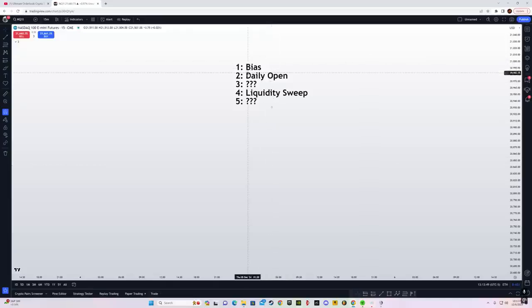So the number 1 step is bias. I'm going to teach you exactly how to find the correct bias so you don't get faked out. And the second step is basically using the daily candle open. The third one is a secret I'm going to tell you later on in the video. Fourth is, of course, the liquidity sweep. And fifth is secret as well.